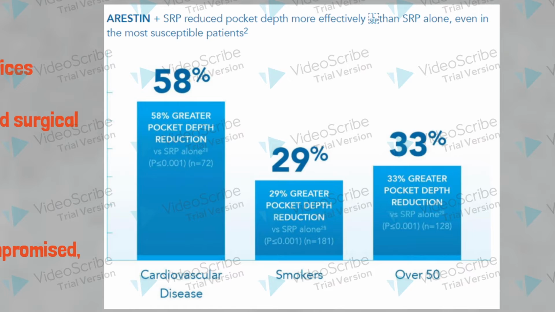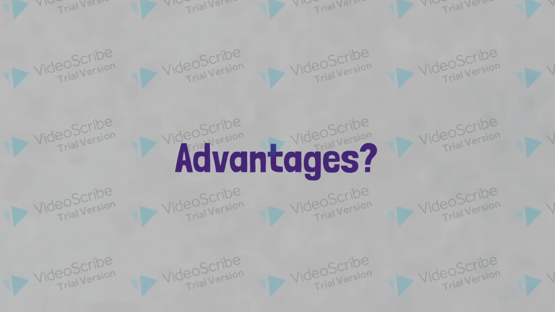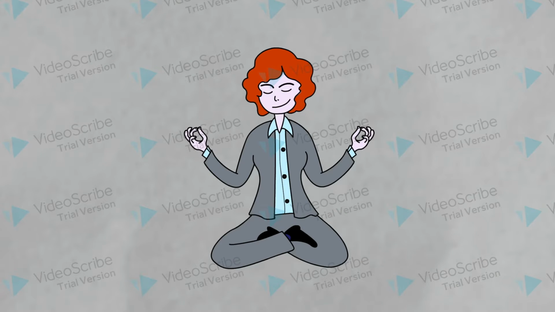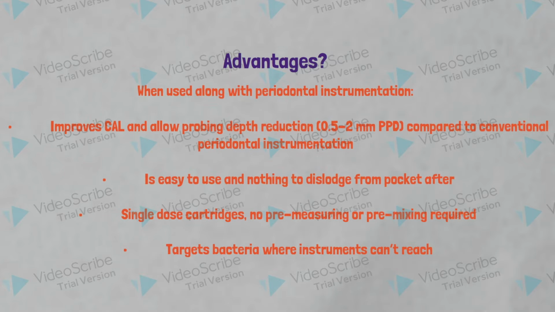Cool, right? What are some advantages, you ask? Well, when used along with periodontal instrumentation, it improves CAL and allows probing depth reduction of 0.5 to 2 millimeters compared to conventional periodontal instrumentation. It is easy to use and nothing to dislodge from the pocket after. Single-dose cartridges, no pre-measuring, and no pre-mixing required. Targets bacteria where instruments can't reach.